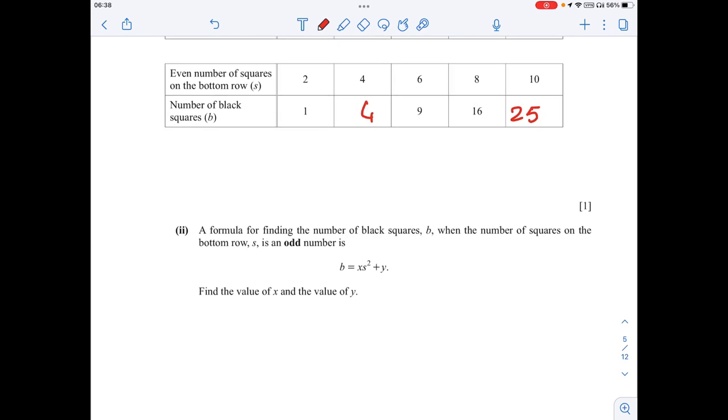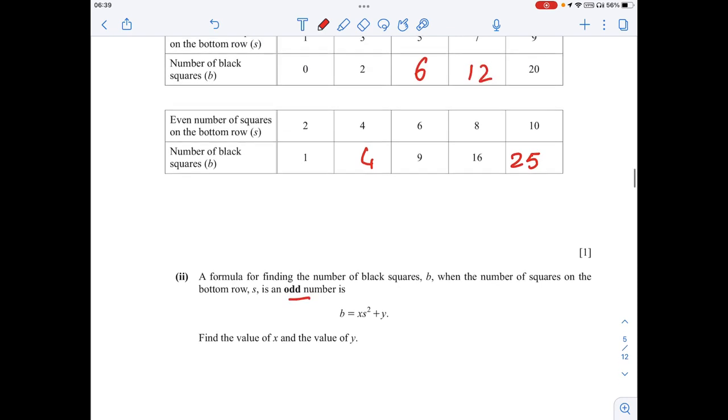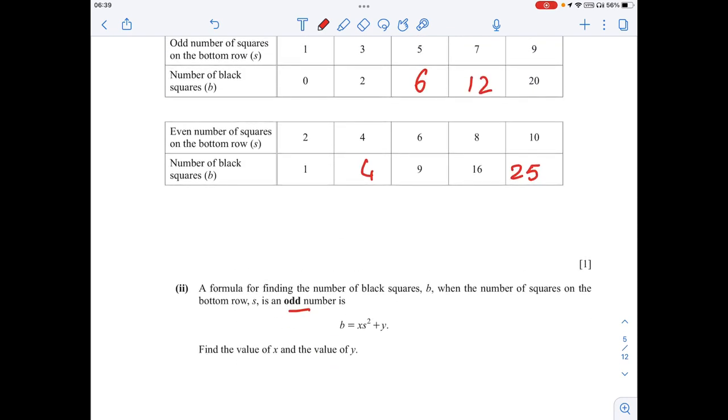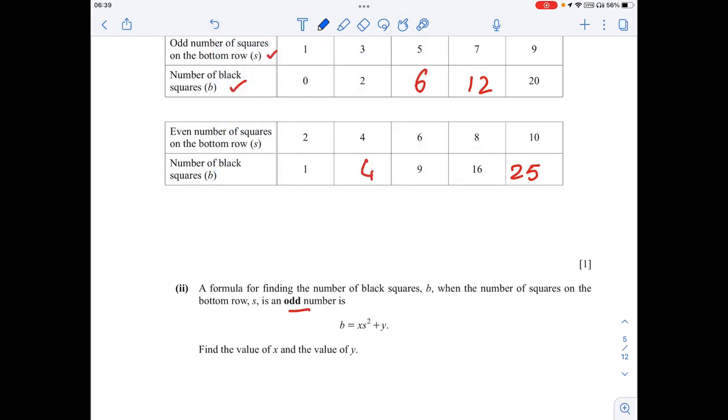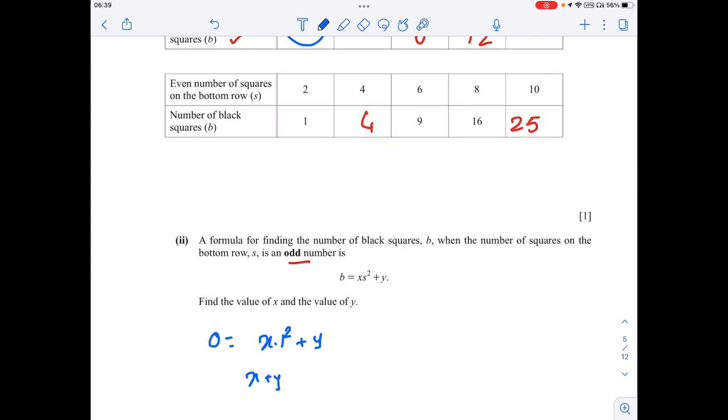A formula for finding the number of black squares when the number of squares on the bottom row is an odd number is this one. Find the value of x and y. So this is for an odd number. B is the number of black squares, S is the number of squares in the bottom row. So what am I going to do? I am going to take B as 0, the first one, 0 and 1. So 0 equals 1 times S square plus Y. 0 equals X times 1 square plus Y. So X plus Y equals 0.